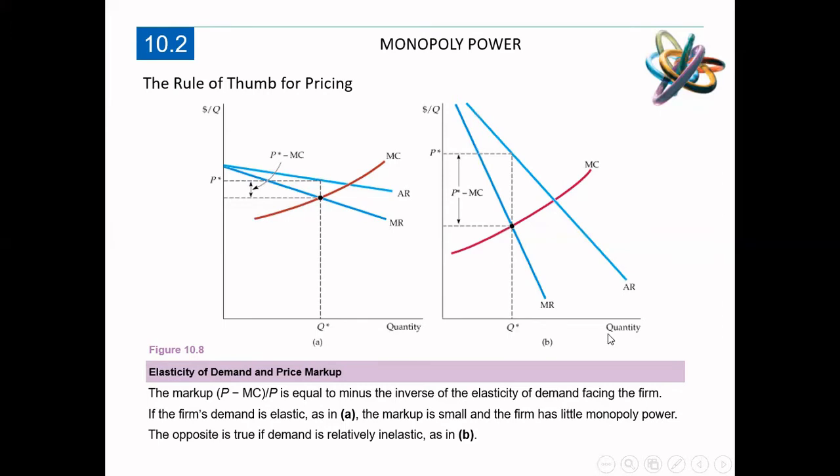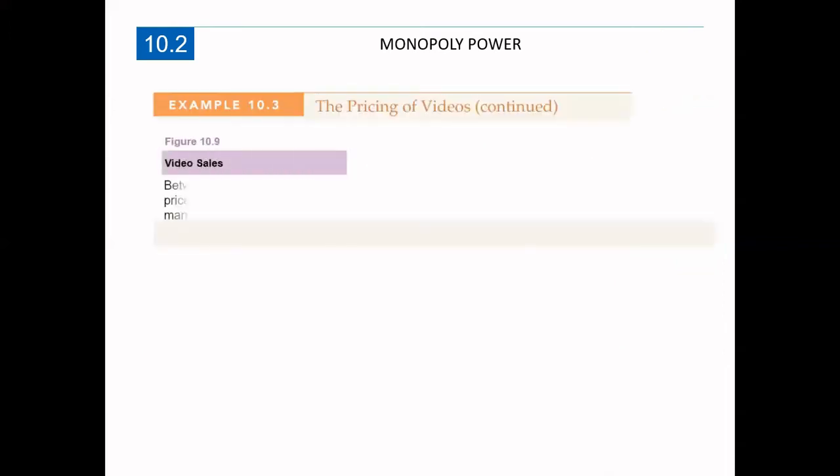So in the inelastic product, the necessary product, you will find that the markup will be higher and higher. But in the elastic product, you will see that the graph is flattened. I can replace it, I can sacrifice for it. So it will be highly flattened, with a higher slope. So this is the rule of thumb of pricing. So the markup and the concentration ratio are the same.